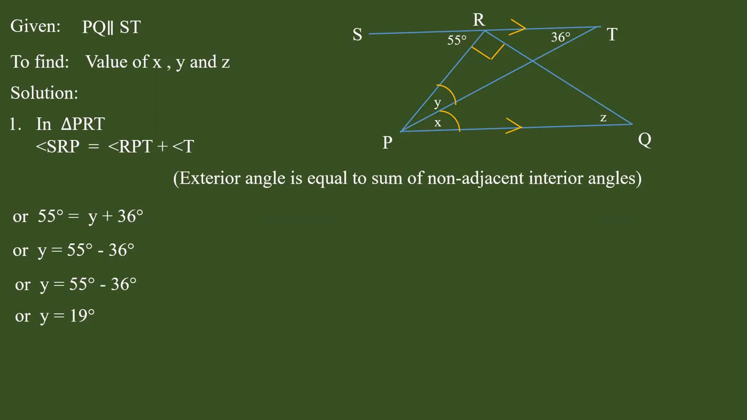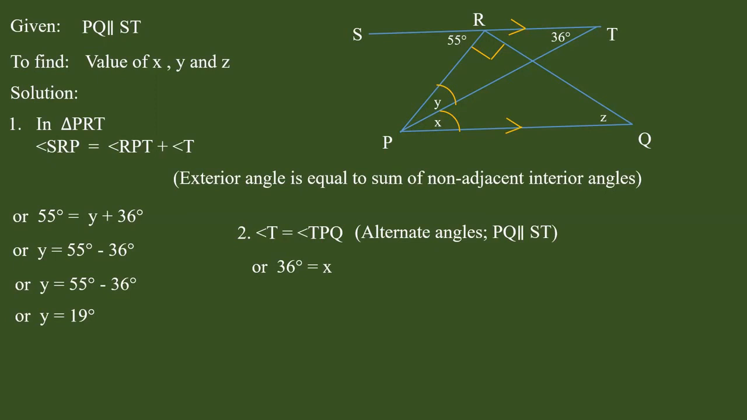It's in between the pair of parallel lines. So we can just use this: angle T is equal to angle TPQ. Why? Because of the alternate angles, and PQ is parallel to ST. Okay, now let's keep the value of T, that is 36 degrees, and TPQ is X here. So what is the value of X?